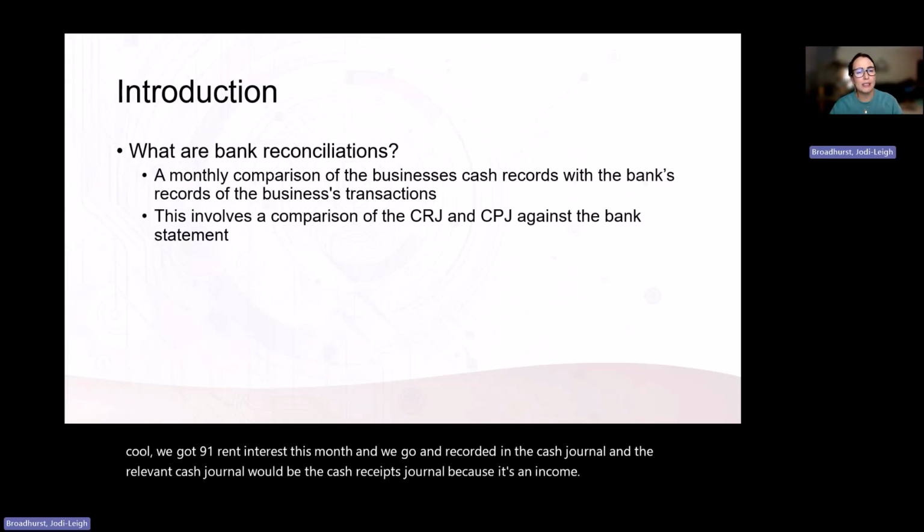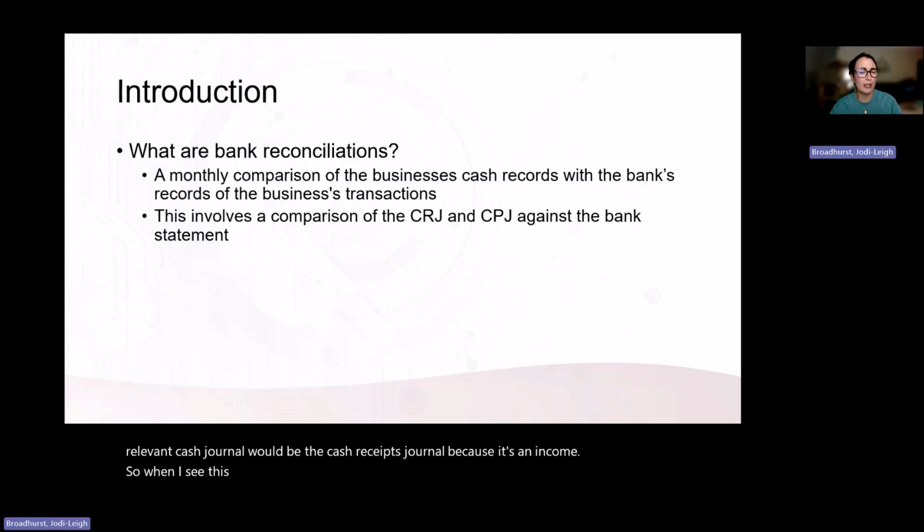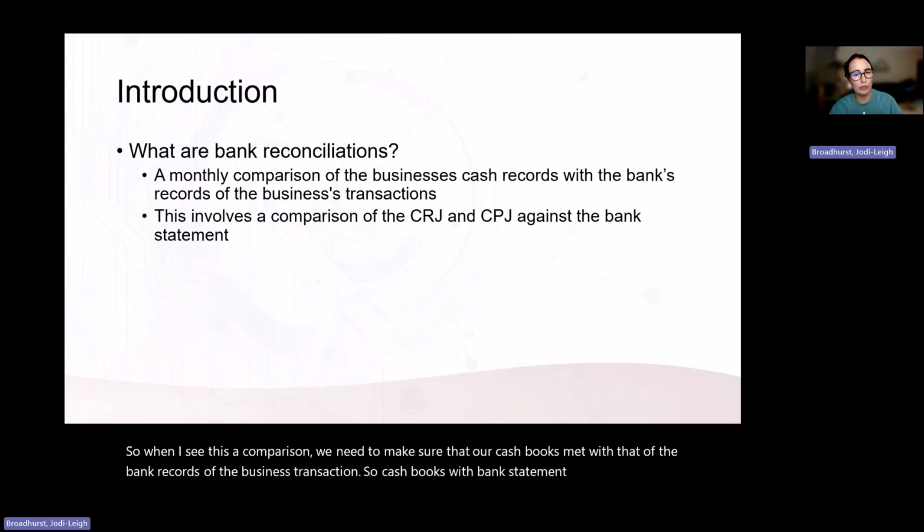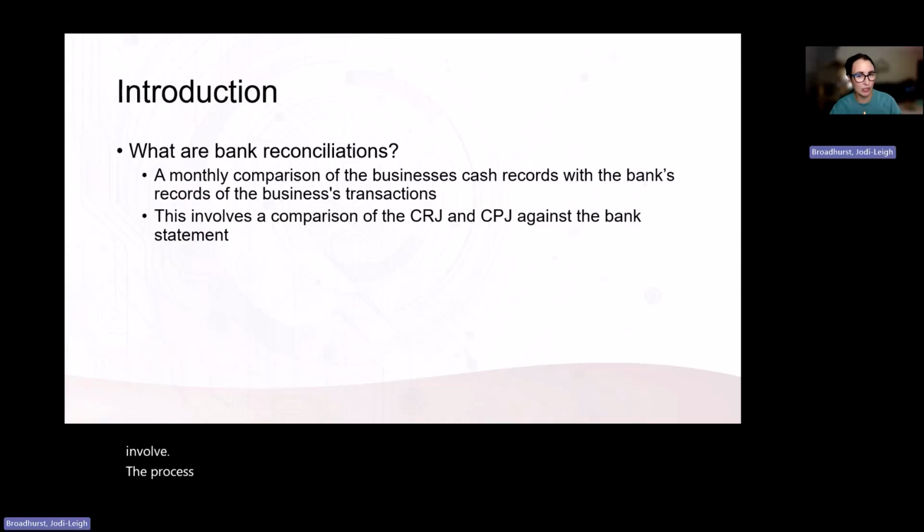So when I said it's a comparison, we need to make sure that our cash books match with the bank's records of the business transactions. So cash books with bank statement, basically. The process involves comparing the CPJ and the CRJ against the bank statement.